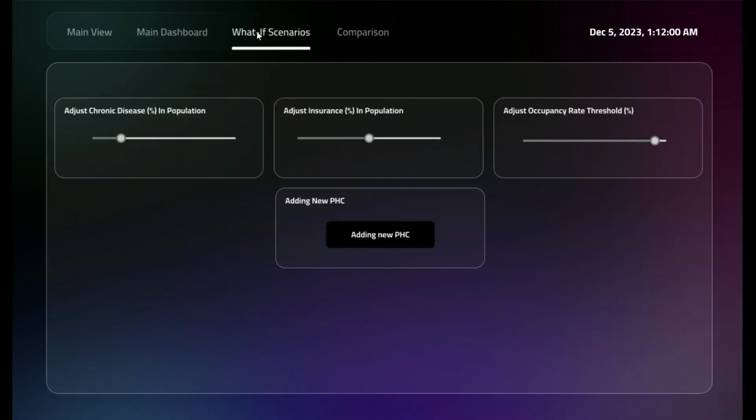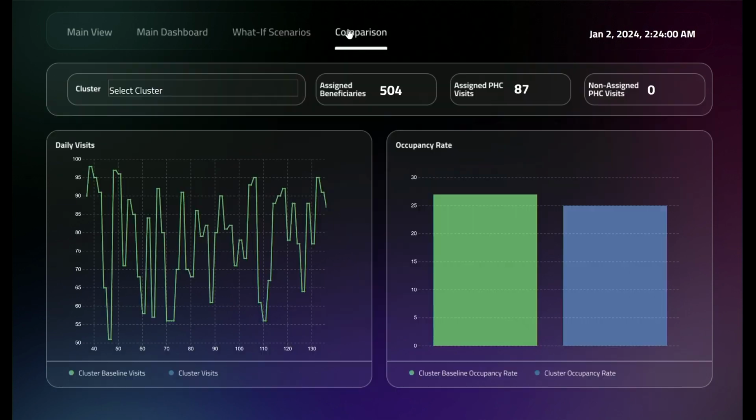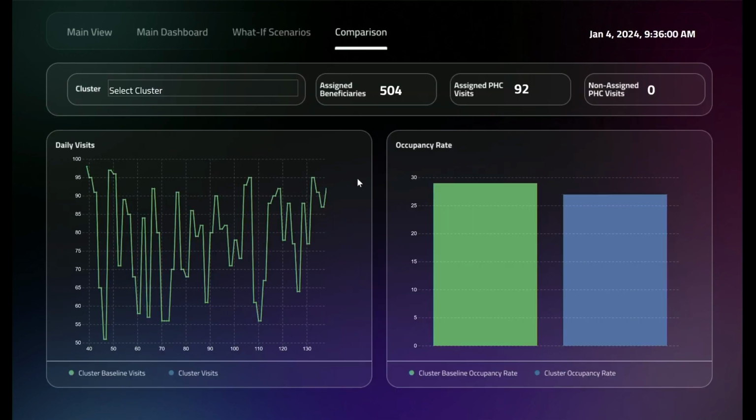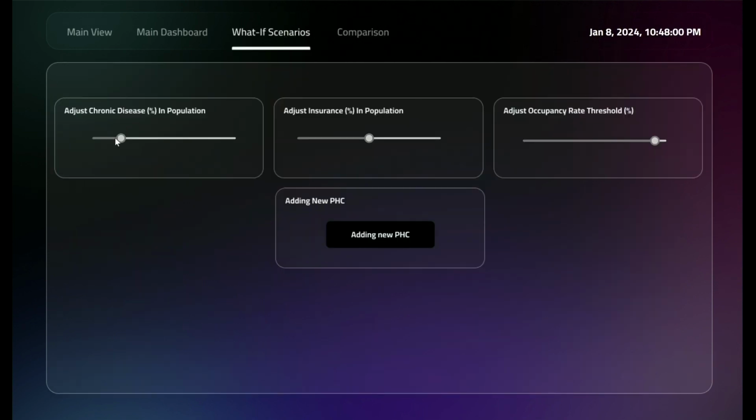In the page of what-if scenarios, we can adjust the chronic disease rate in the population. We can adjust the insurance rate in the population, as well as the occupancy rate threshold for all PHCs. We can also add a new PHC if we click on that. We can add a few pieces of information about the PHC, including the latitude and longitude, and the capacity of that PHC that we would like to add. And in the comparison page, it will show us a comparison between the baseline and any scenario that we added. So let's test a scenario.